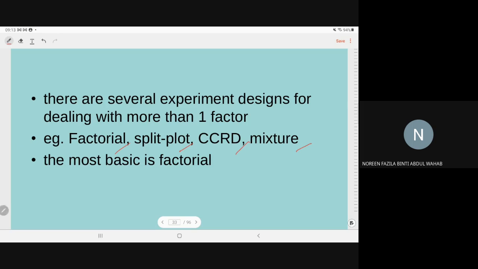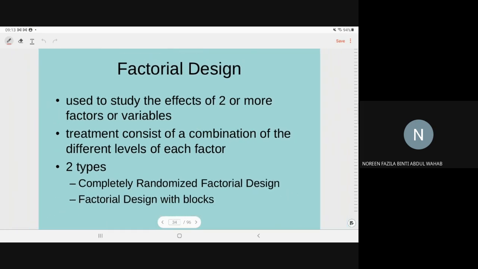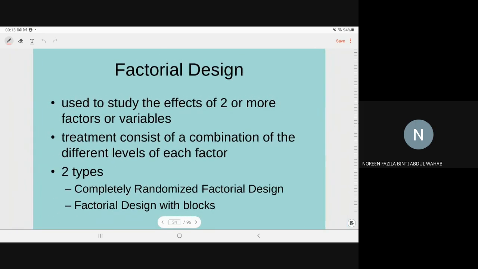Okay, the most basic is factorial. So let's discuss factorial design first, and then we'll go to the other designs. Basically, it is used to study the effects of two or more factors or variables. The treatment will consist of a combination of the different levels of each factor. And then there are two types. There is completely randomized factorial design, and then factorial design with blocks. These are not standard names. Some books refer to it differently, but basically it's still the same design.